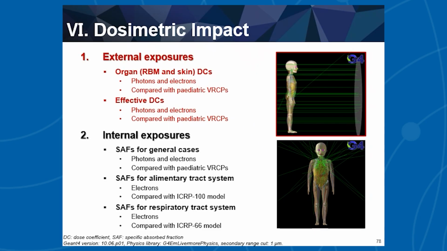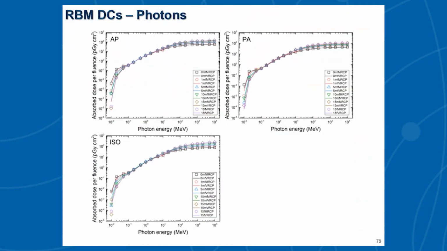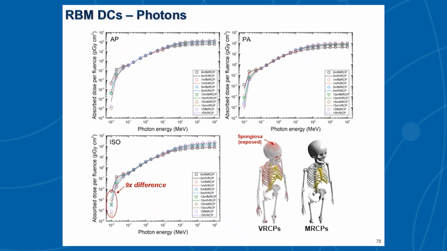This slide shows the red bone marrow dose coefficient for photons under AP, PA, and ISO irradiation geometries. The markers indicate the values for the mesh phantoms, and the solid lines indicate the values for the voxel phantoms. Also, the same color represents the same age. From this result, we can see that the mesh and voxel phantoms showed very good agreement across most energies. But at the lowest energy considered, 10 keV, large differences were observed, with the result differing by up to a factor of 9.